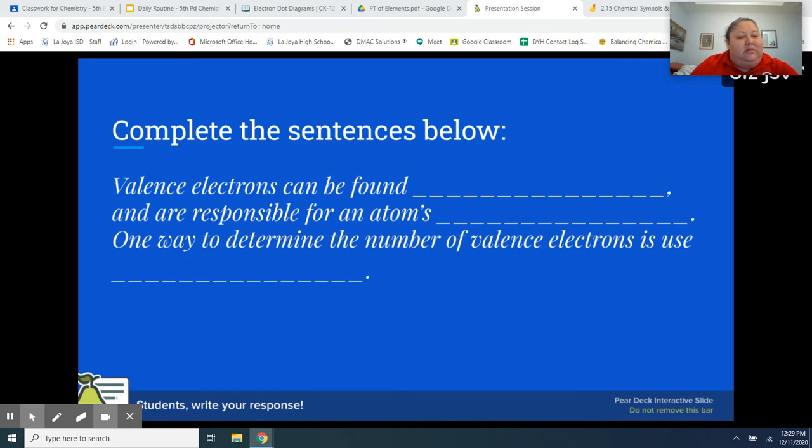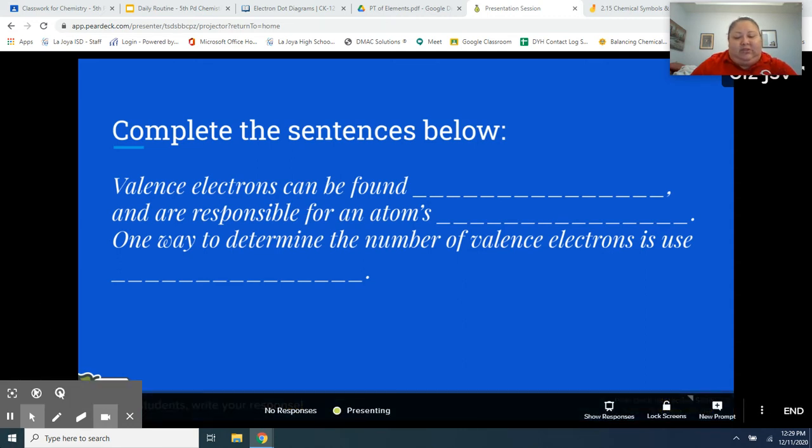Yes, miss. What is it? Where can I find valence electrons? In the first energy level, in the middle energy level, or in the outer energy levels? Pick one. Outer. Outer, right. I say outer. Yes, it's always that outer energy level. So the answer for the first blank would be the highest or the outer energy level.